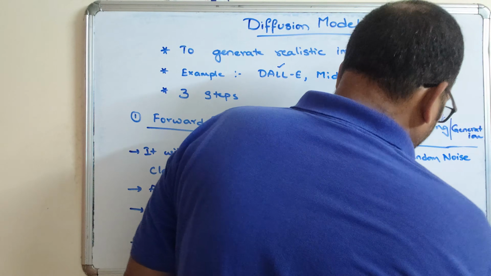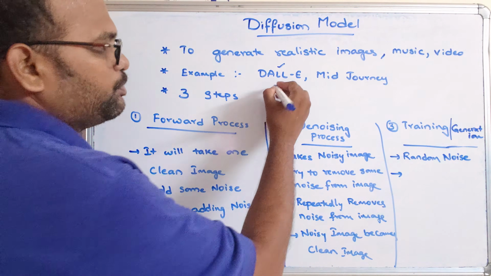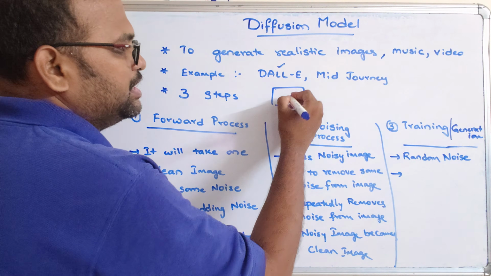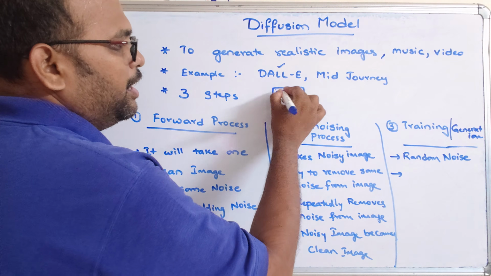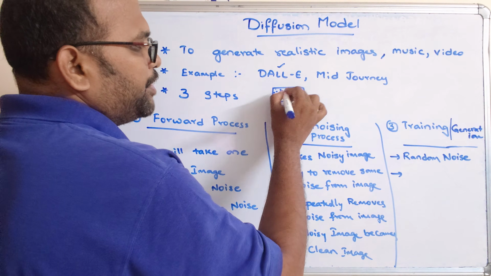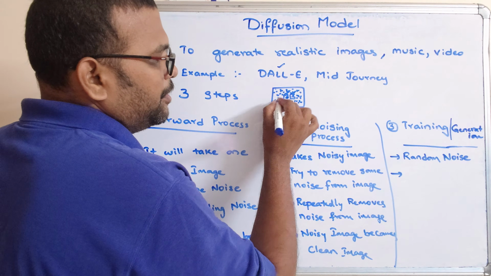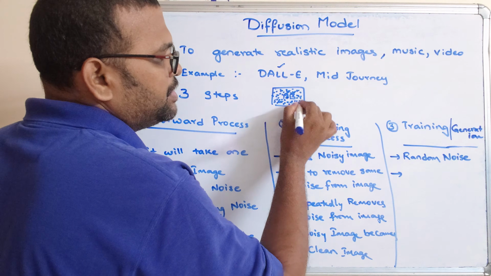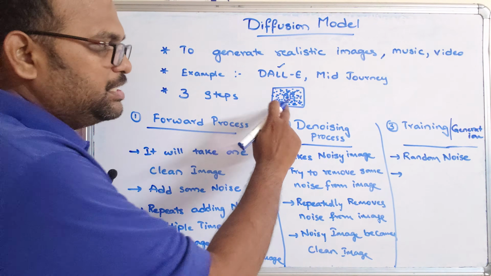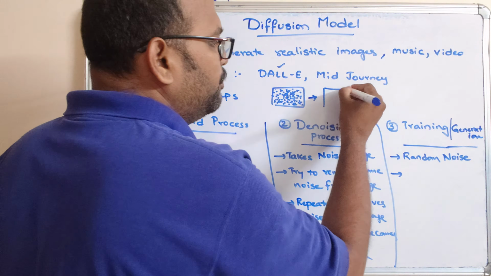Random noise means, for example, let us explain about this one. If the image is in this way, A, B, and it is completely with a noise, this is the thing that happens here. So what happens? This is the input for a denoising process.